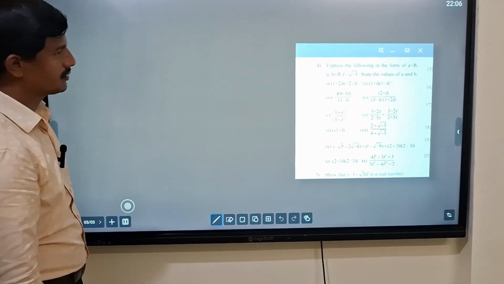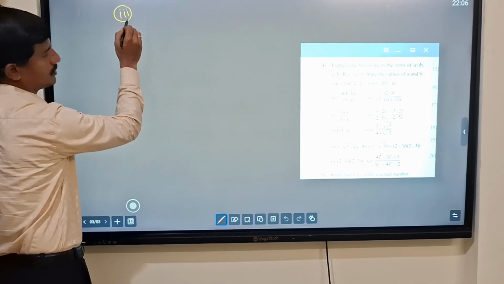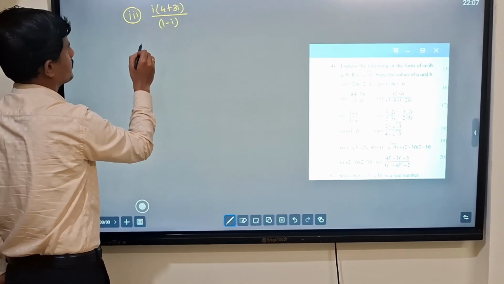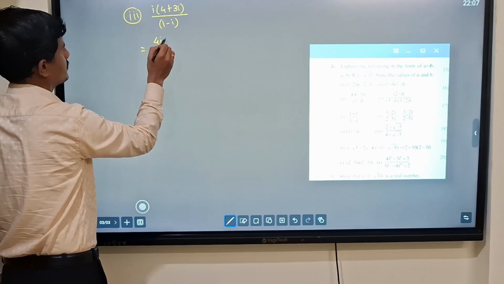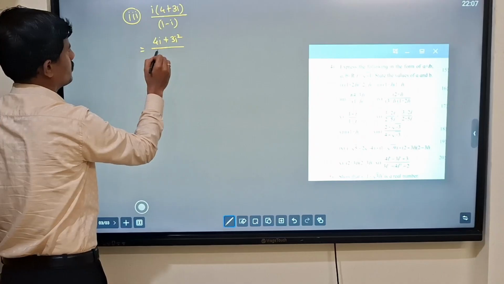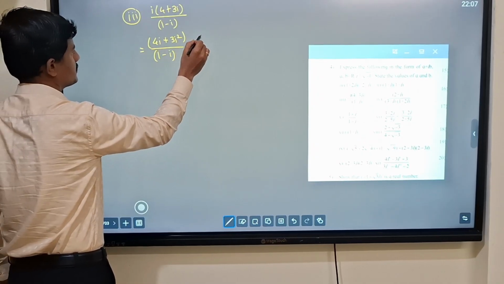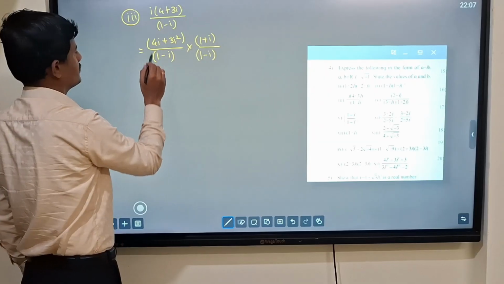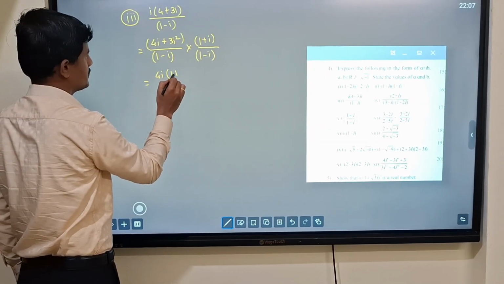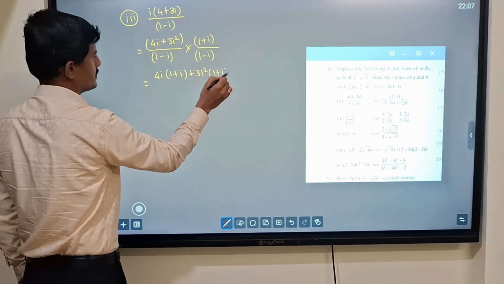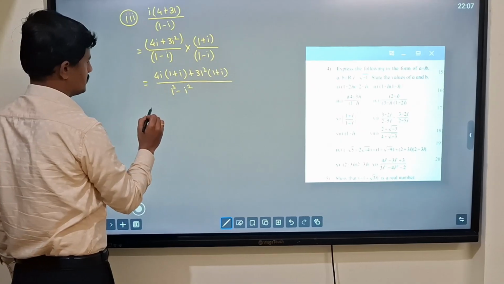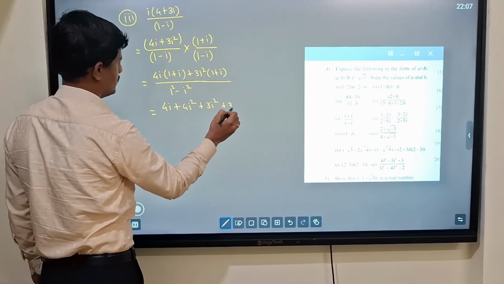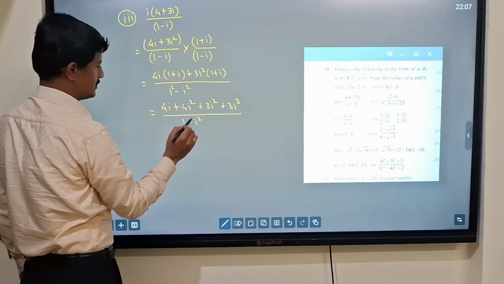Okay. Now next, third one, i(4 plus 3i) upon 1 minus i. We will multiply this with i. This becomes 4i plus 3i square upon 1 minus i. Again take the complex conjugate and multiply. This becomes 1 plus i upon 1 plus i. Okay. After multiplying this will become 4i into 1 plus i plus 3i square into 1 plus i upon, this becomes 1 square minus i square. This becomes 4i plus 4i square plus 3i square plus 3i cube upon 1 minus i square.